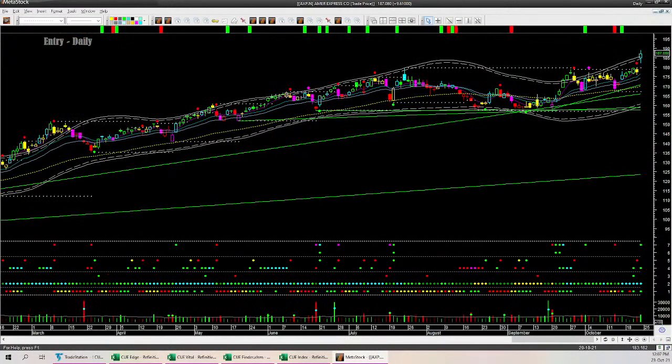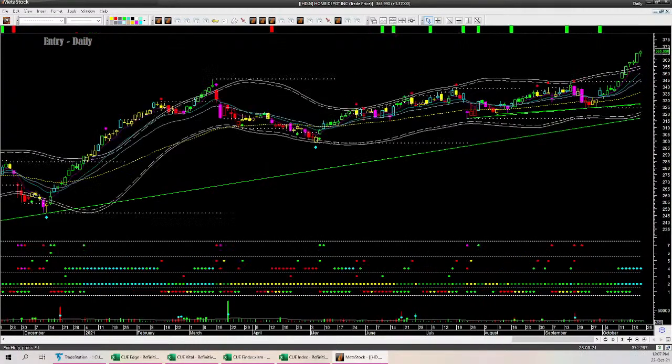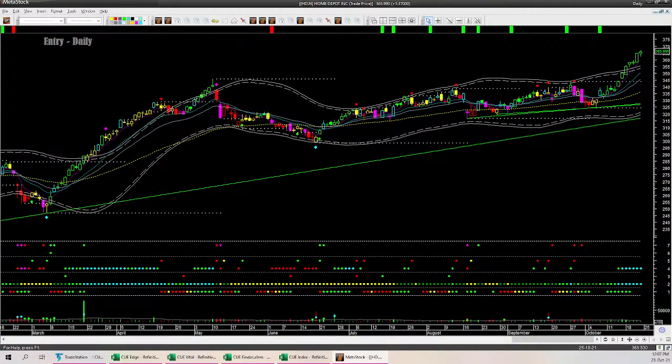American Express, AXP, at upper boundary. So I'm not going to buy it now, overbought. Also the candle shape is indecisive. Home Depot, well above upper boundary.